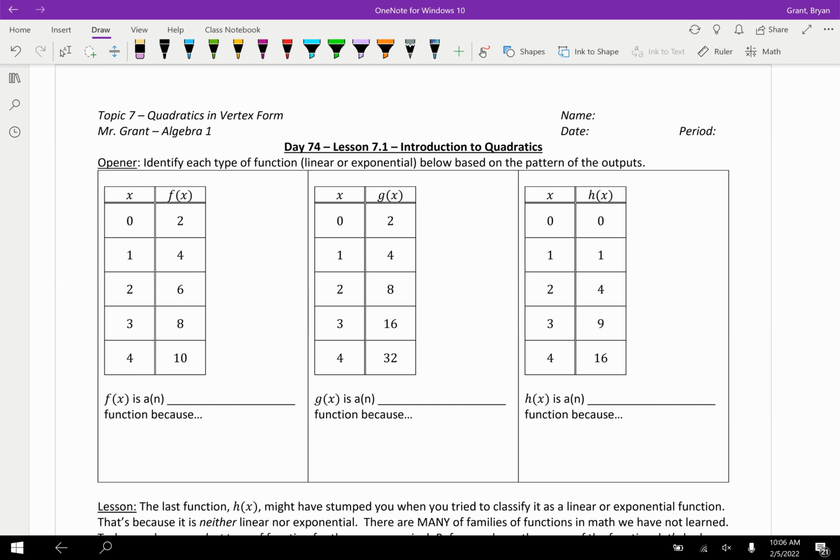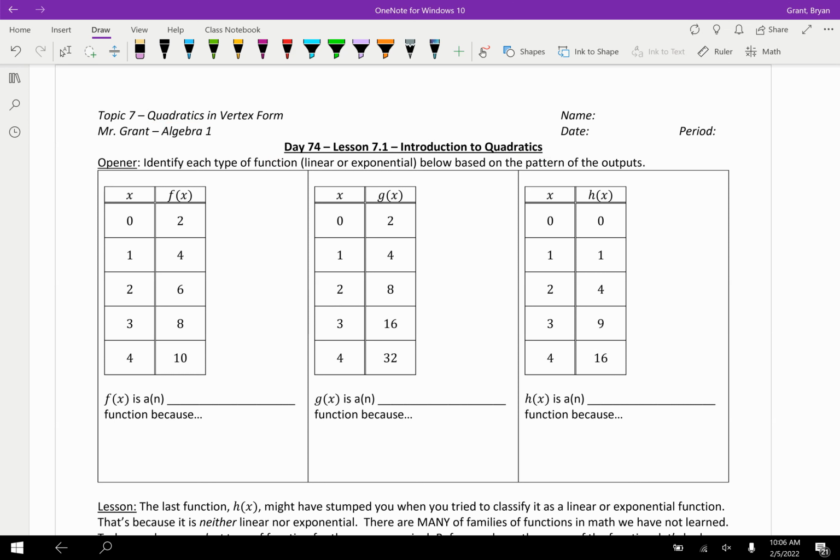Hello, Algebra 1 students, and welcome to your new unit. This is topic 7, and the title up here is Quadratics in Vertex Form. The word quadratic is something we're going to talk about later in this lesson, so don't worry if you don't know it. And that is why lesson 7.1 is Introduction to Quadratics.